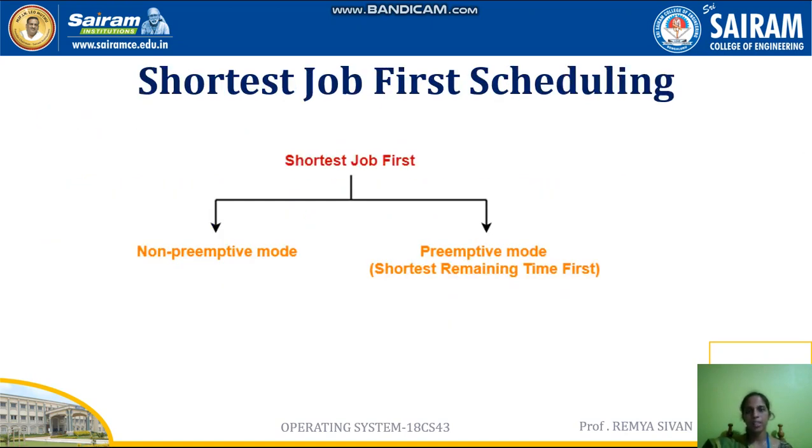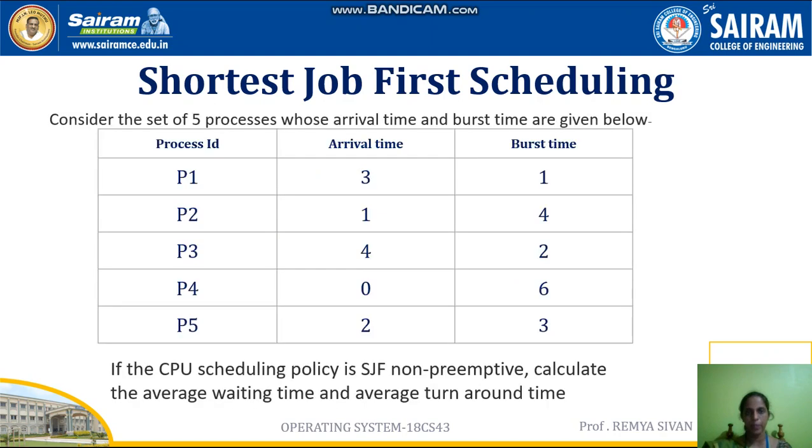There are two types of shortest job first scheduling: non-preemptive mode and preemptive mode. Non-preemptive mode is also known as shortest job first scheduling. Preemptive mode is also known as shortest remaining time first. So let us see non-preemptive mode, that is SJF, shortest job first scheduling.